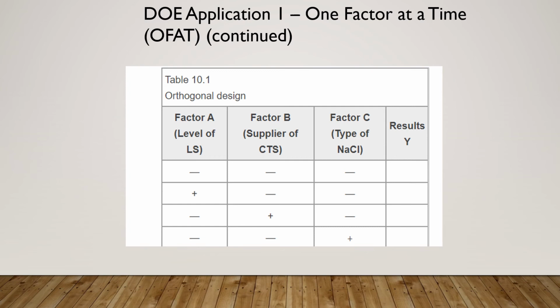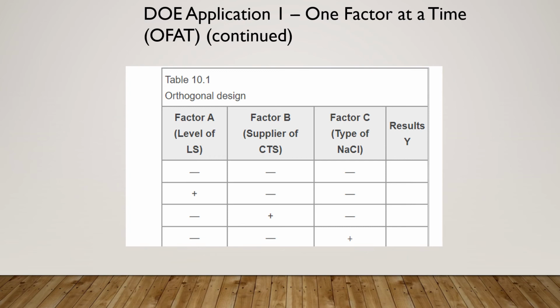We don't want to forget what we've done, so we document our test results using an orthogonal design. This is a fancy name for a table with balanced columns. You can see that we have 4 columns and 4 rows. Let's take a look at our table, which I've reproduced on the slide. The minus signs reflect the level of LS, CTS, and NaCl we used in our baseline experiment.